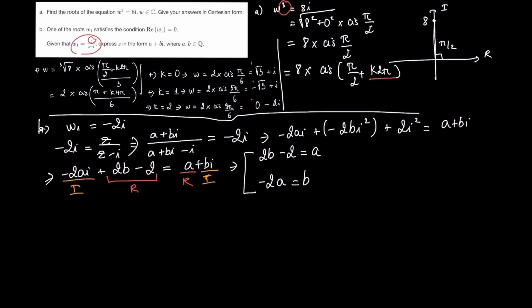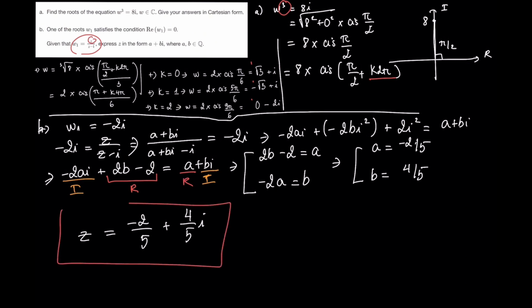And from here, you can plug it in the calculator on solving multiple functions, or you can use simple substitution method. Having calculated the values, we have a equal to minus 2 over 5, and we have b equal to 4 over 5. And then we're not going to stop here, as the question asks us to express z in the form of a plus bi. So we're going to express z as minus 2 over 5 plus 4 over 5i. So here's our answer.